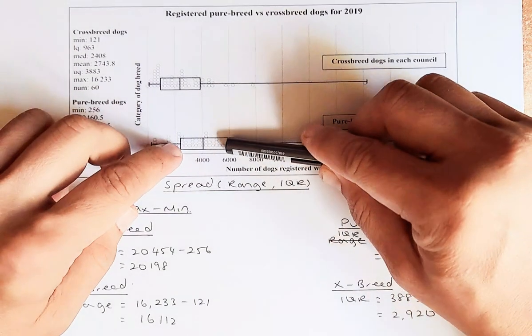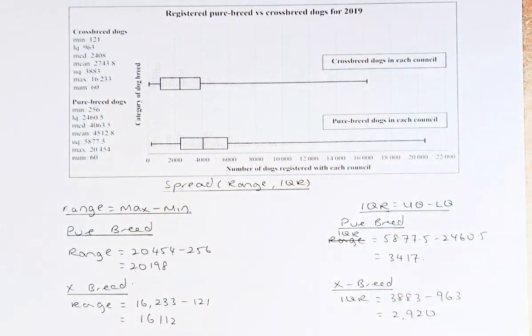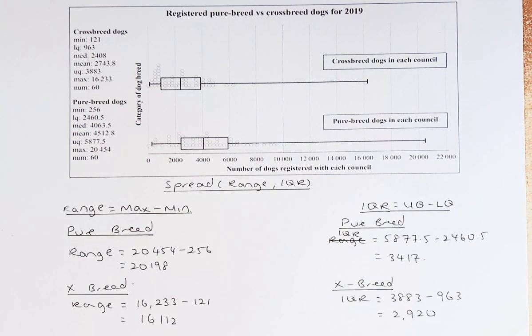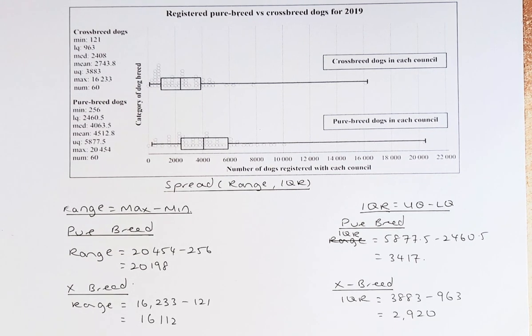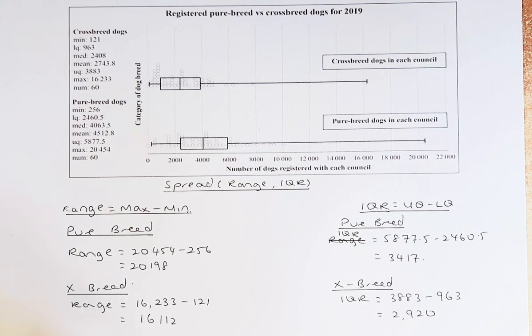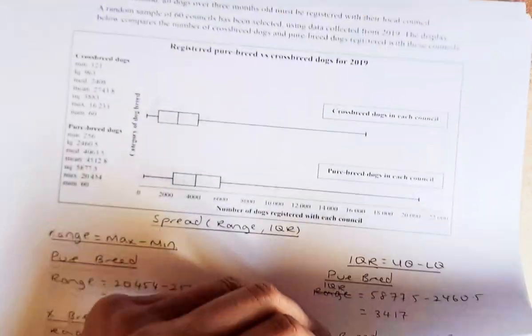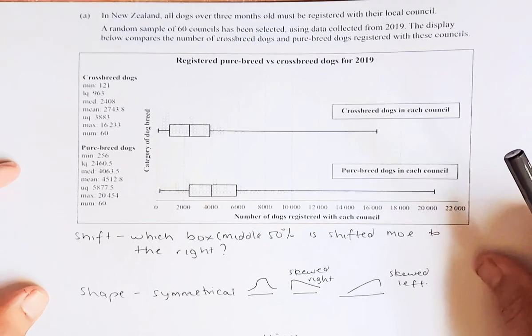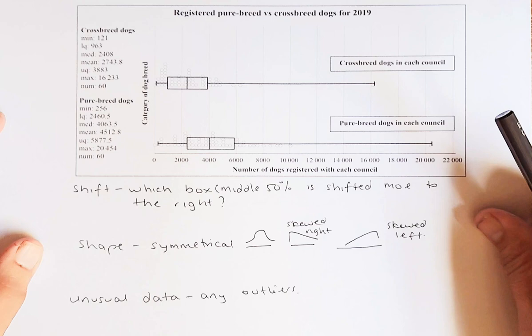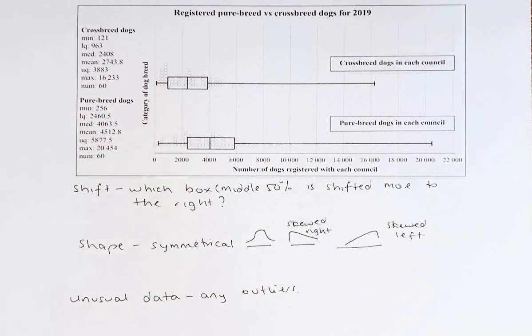This is seen by the box. The purebred box has a slightly bigger interquartile range than the crossbreed box. So because the purebred has a bigger range and bigger interquartile range, we can conclude that the purebred dog has a bigger spread than the crossbreed dog. Got it? Great. Now we're going to analyze three more things: the shift, the shape, and some unusual data.